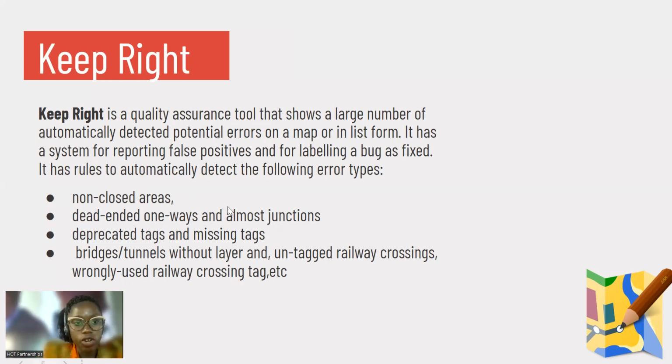Unclosed ways, that is like a land use that's not complete, not enclosed, it's hanging. Then dead-ended ways, and almost junctions, which are the same as hanging roads. Deprecated tags and missing tags. You all know deprecated tags: these are tags that OSM no longer uses, or OSM does not know. And then it flags bridges and tunnels without layer, untagged railway crossings, and wrongly used railway crossing tags.